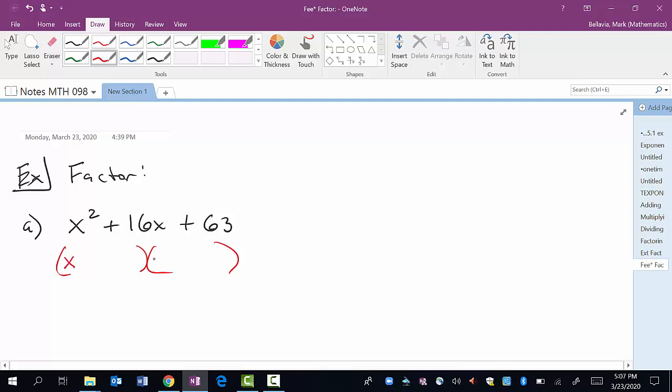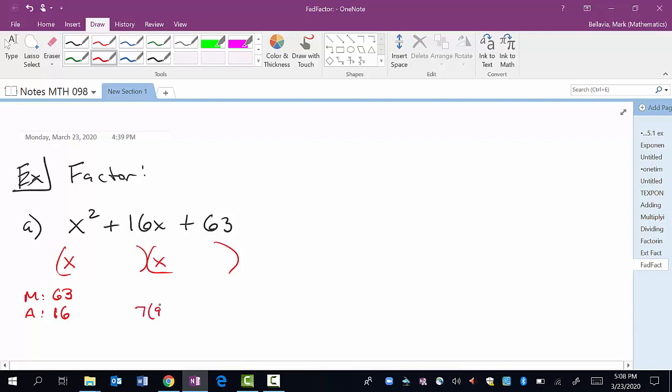And since we know the first step of FOIL gave me the x squared, I know the first part of each of these is x times x. And I want numbers that multiply to whatever c is, so multiply to a positive 63. And they also have to add to the middle term, or the middle coefficient, which we called b, which is 16. So we want numbers that multiply to 63 and add to 16. And knowing your multiplication facts here helps.